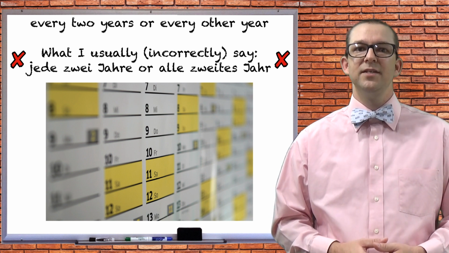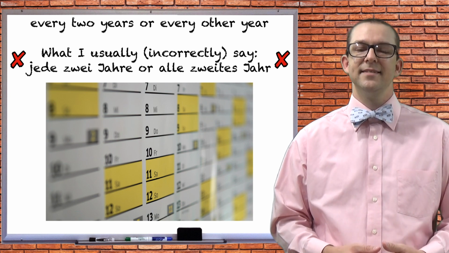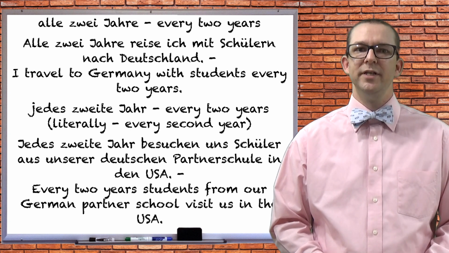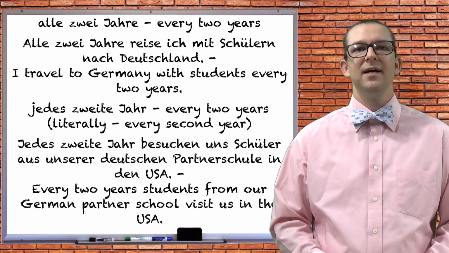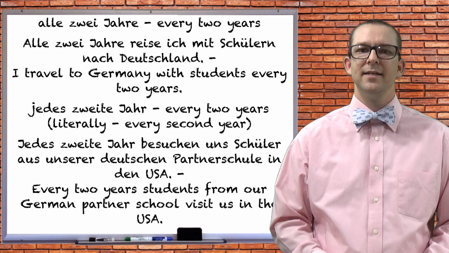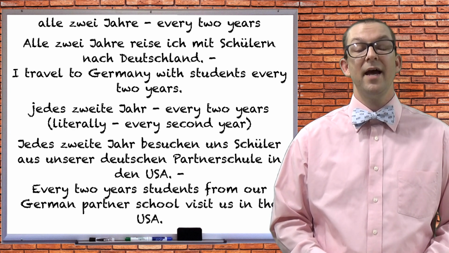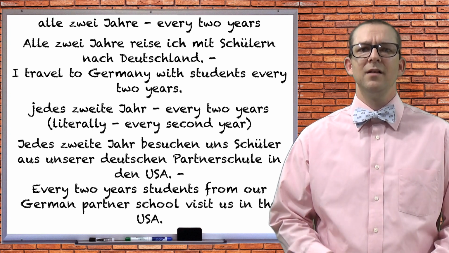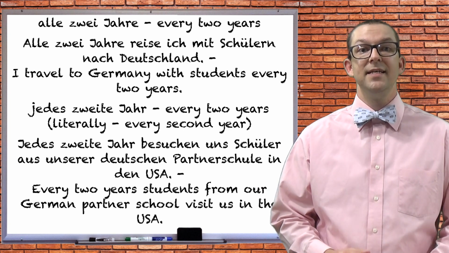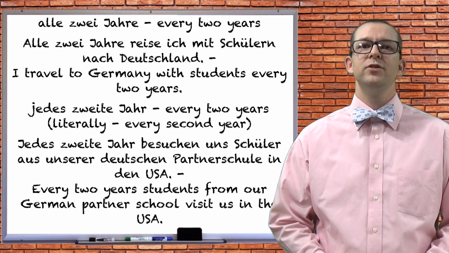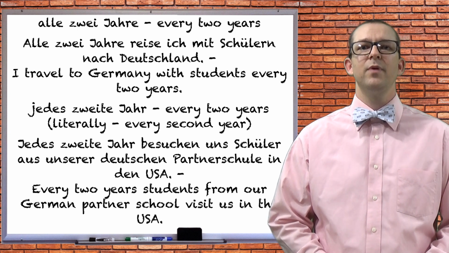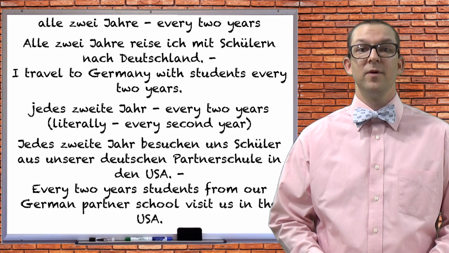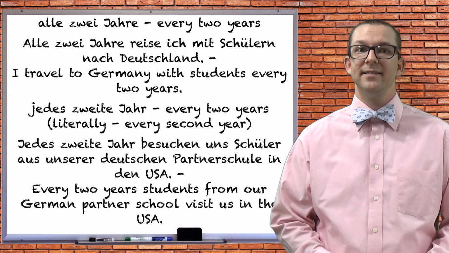Here are a few examples of these done properly and how you can use them in sentences. Maybe this will help clear up some confusion. Alle 2 Jahre, every 2 years. Alle 2 Jahre reise ich mit Schülern nach Deutschland. I travel to Germany with students every 2 years. Jedes zweite Jahr, every 2 years. Literally every second year. Jedes zweite Jahr besuchen uns Schüler aus unserer deutschen Partnerschule in den USA. Every 2 years, students from our German partner school visit us in the United States.